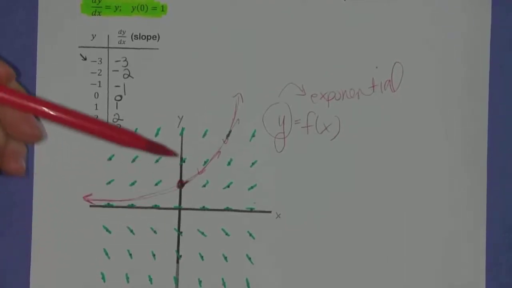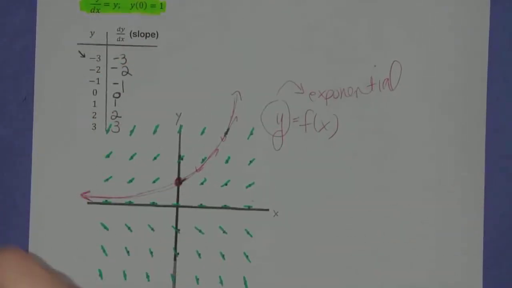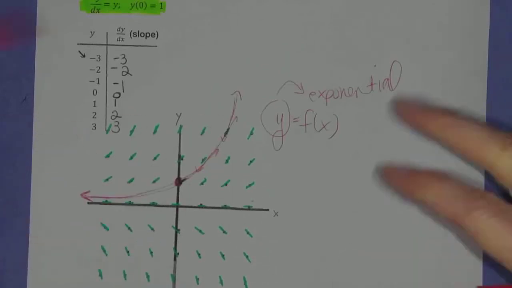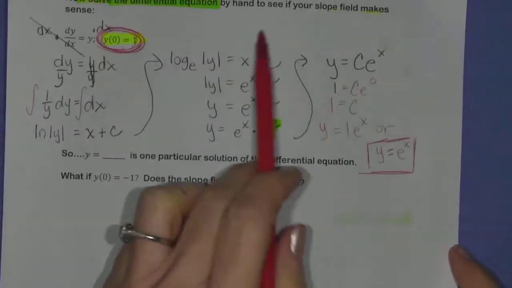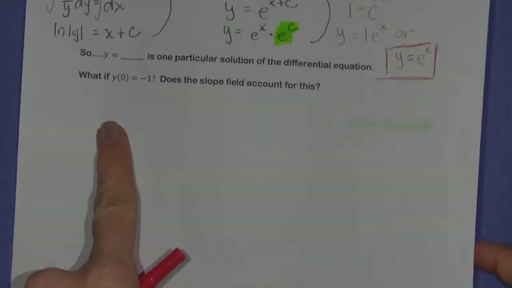Now, would I know that it was e to the x versus 2 to the x, or 3 to the x, or something like that? That's a little bit harder to tell, and that's where you can do some investigative work here to see that it truly is e to the x. But isn't that so cool? Okay, now let's look at the last part here.